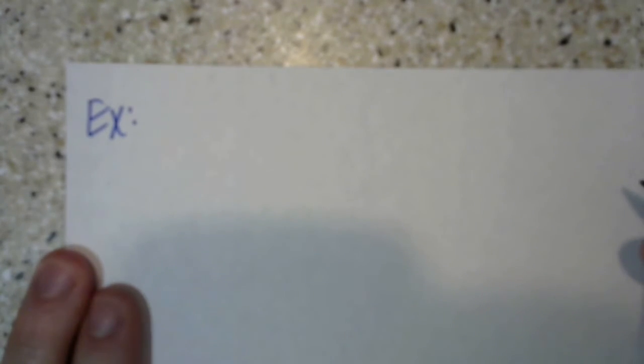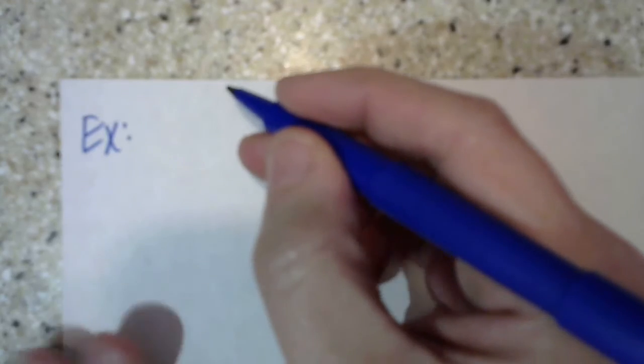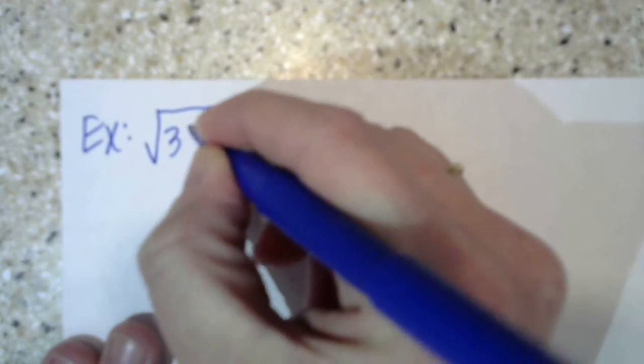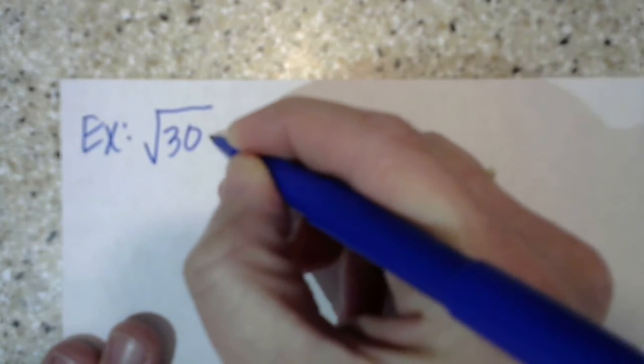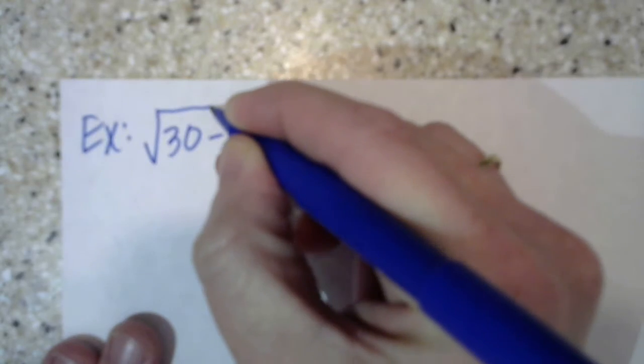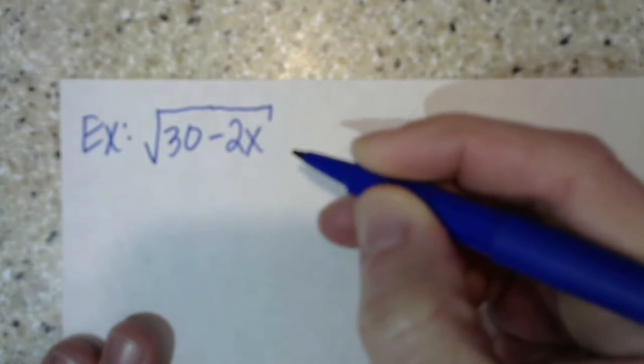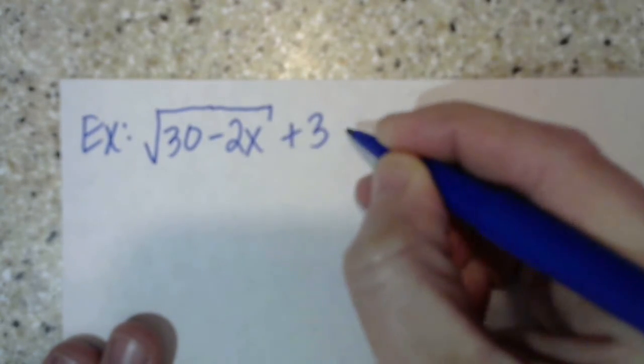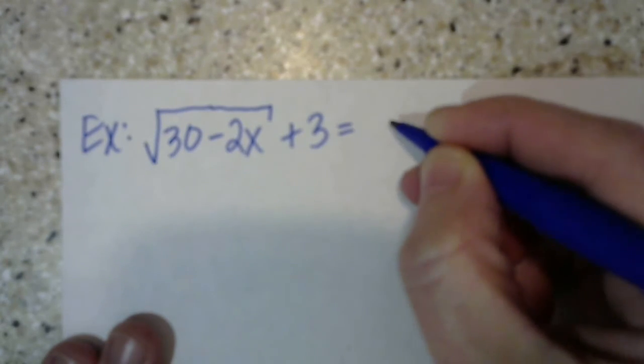This one is going to be the most challenging type of radical equation that you should ever see. So we're going to do the square root of 30 minus 2x plus 3 is equal to x.